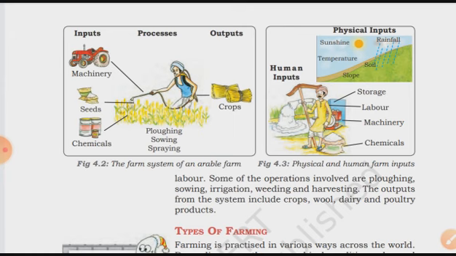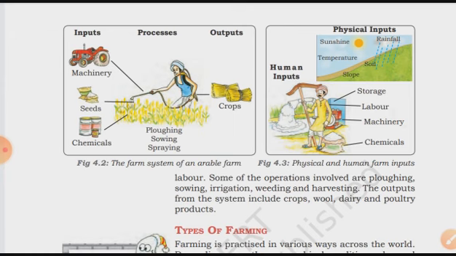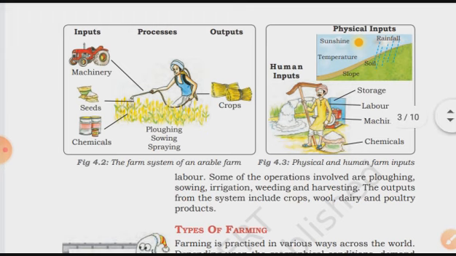Then physical inputs at the top they have shown here, that is sunshine, rainfall, temperature, soil, and which sort of topography the land has, that is slope or plain surface. Later on we will come to know more about this for the particular crop, how much temperature is needed, how much rainfall is needed. These are all the things we will come to know.